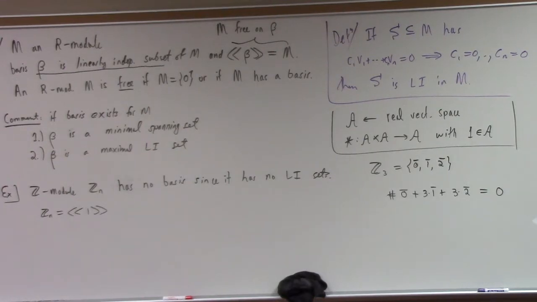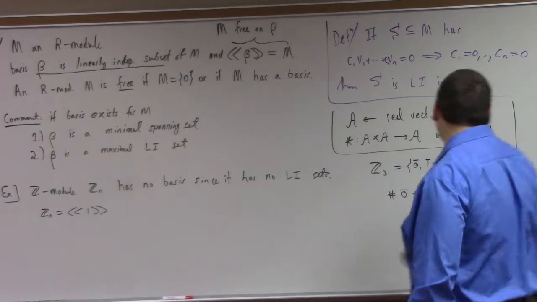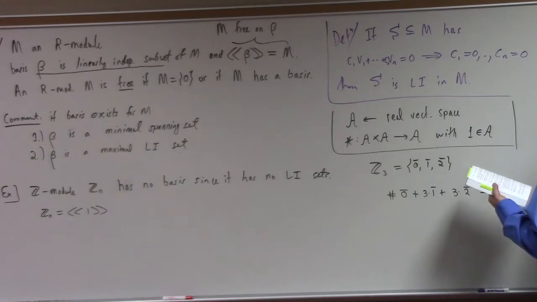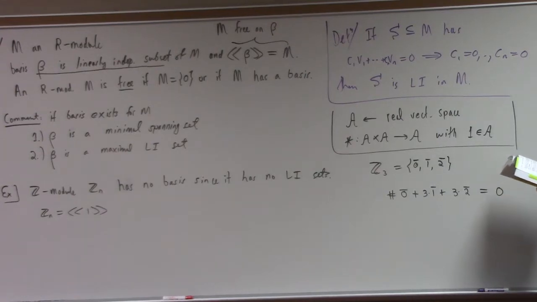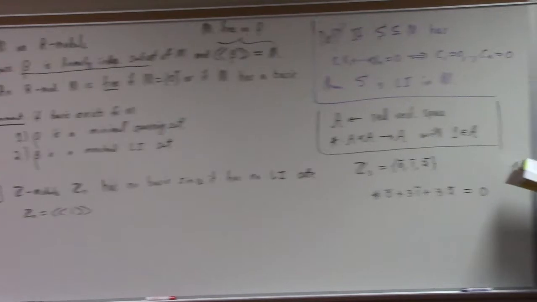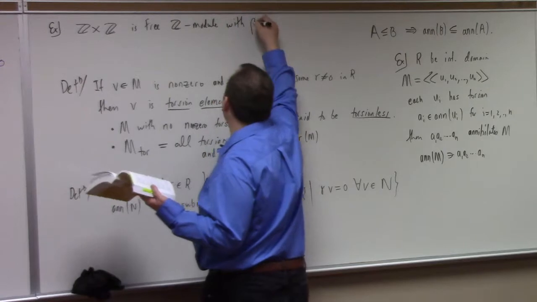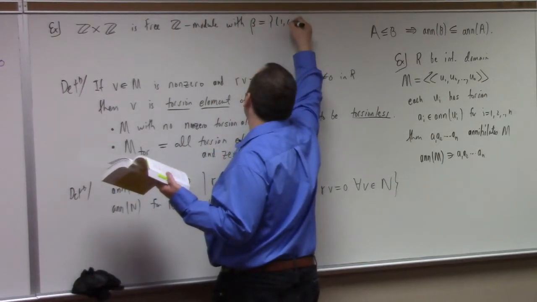As he points out, he says the next example shows that even free modules are not very much like vector spaces. This is an example of a free module that has a submodule which is not free. So Z cross Z is free as a Z module, right? What's the basis? The usual standard basis, right? (1,0), (0,1).